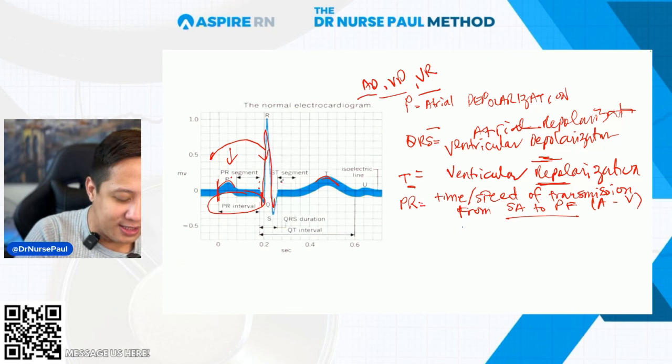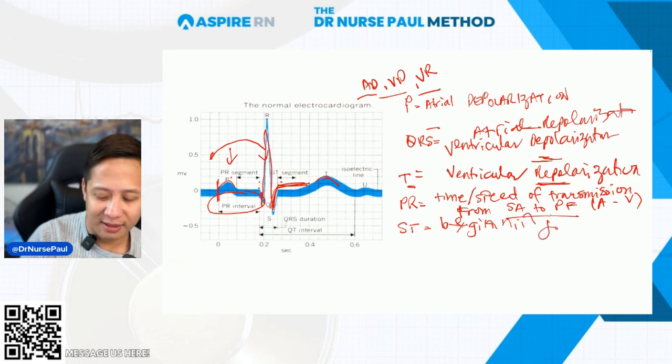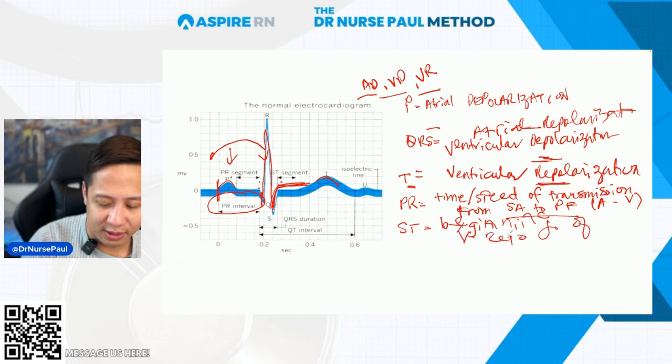Another one, guys. You see this ST? You see that angle right there? That's called ST segment. ST segment talks about the beginning of ventricular repolarization, right? Beginning of ventricular.